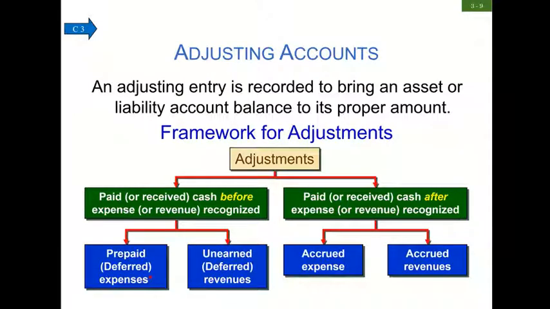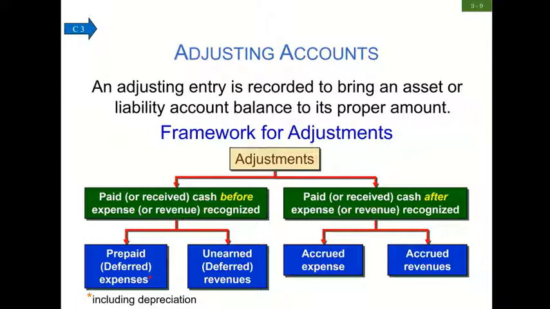Okay, because of these differences between cash basis and accrual basis, we have some cases in which we need to make some adjustments. In this case we are mainly doing adjusting entries, and these adjusting entries are mainly made at the end of the accounting period. We have in total 4 different types of adjustment.